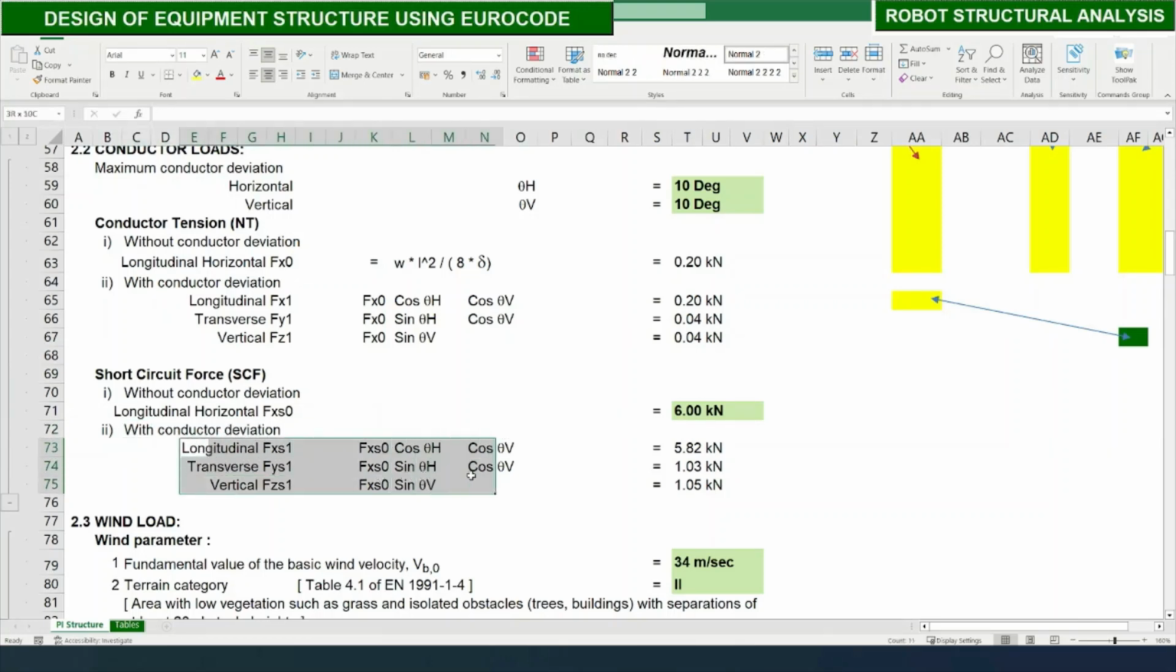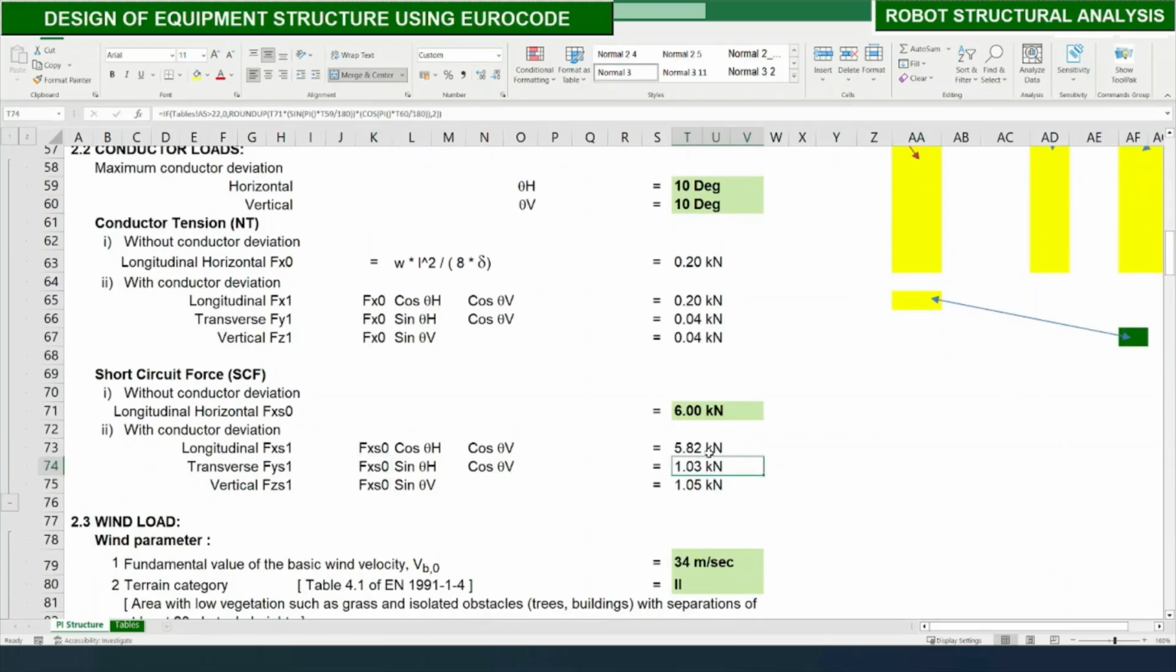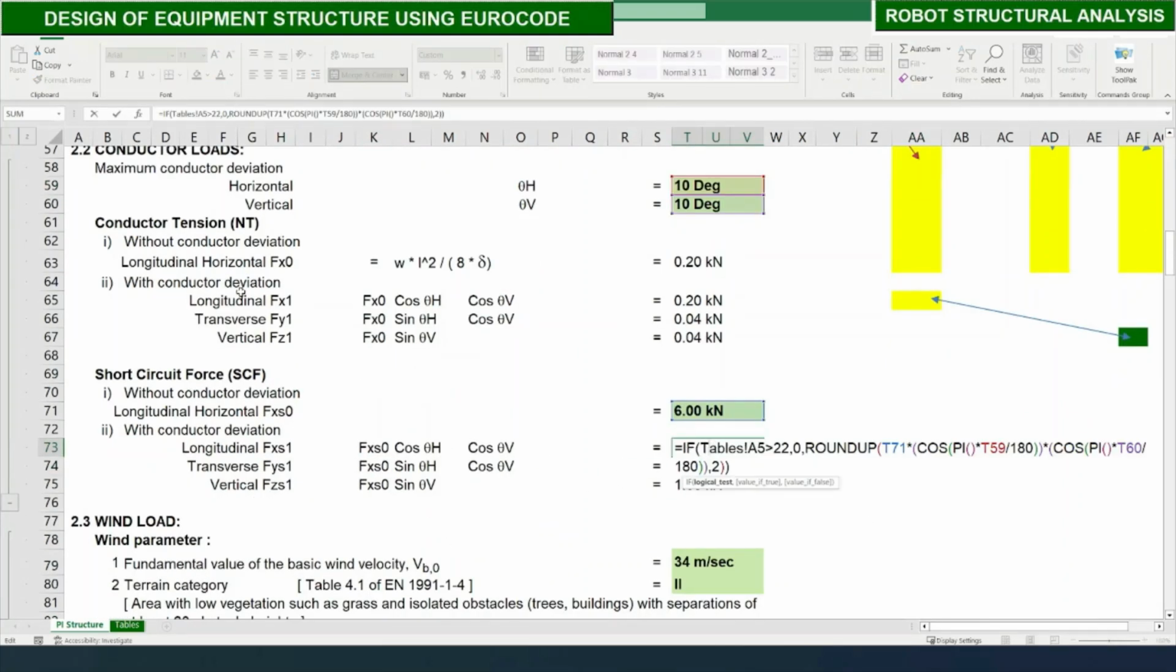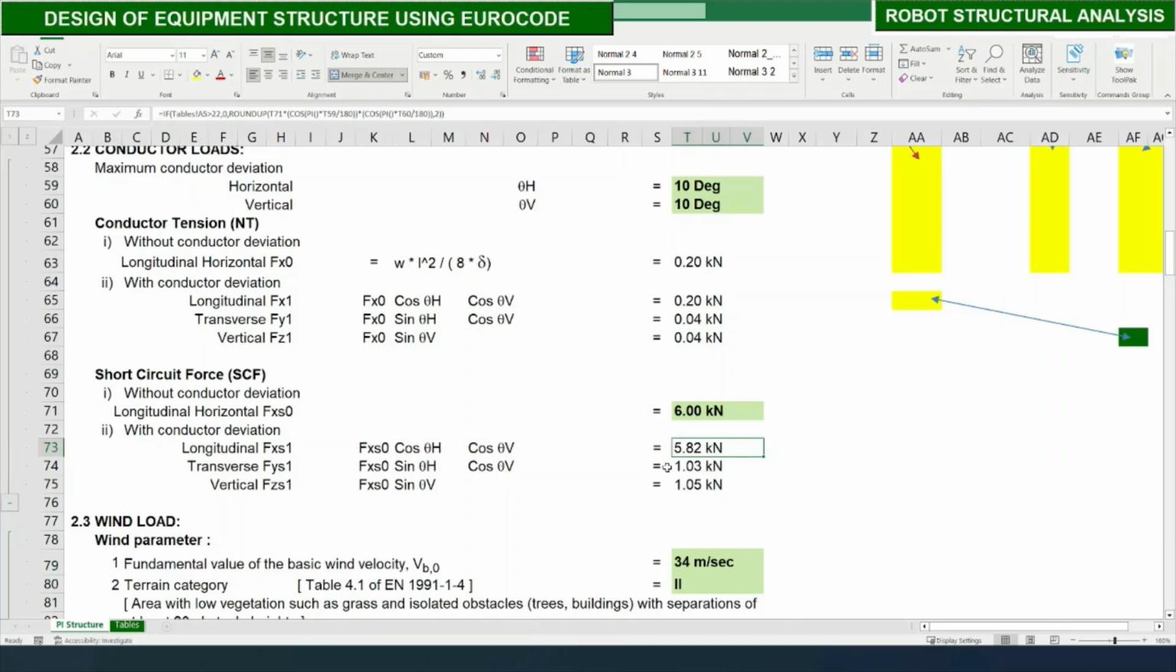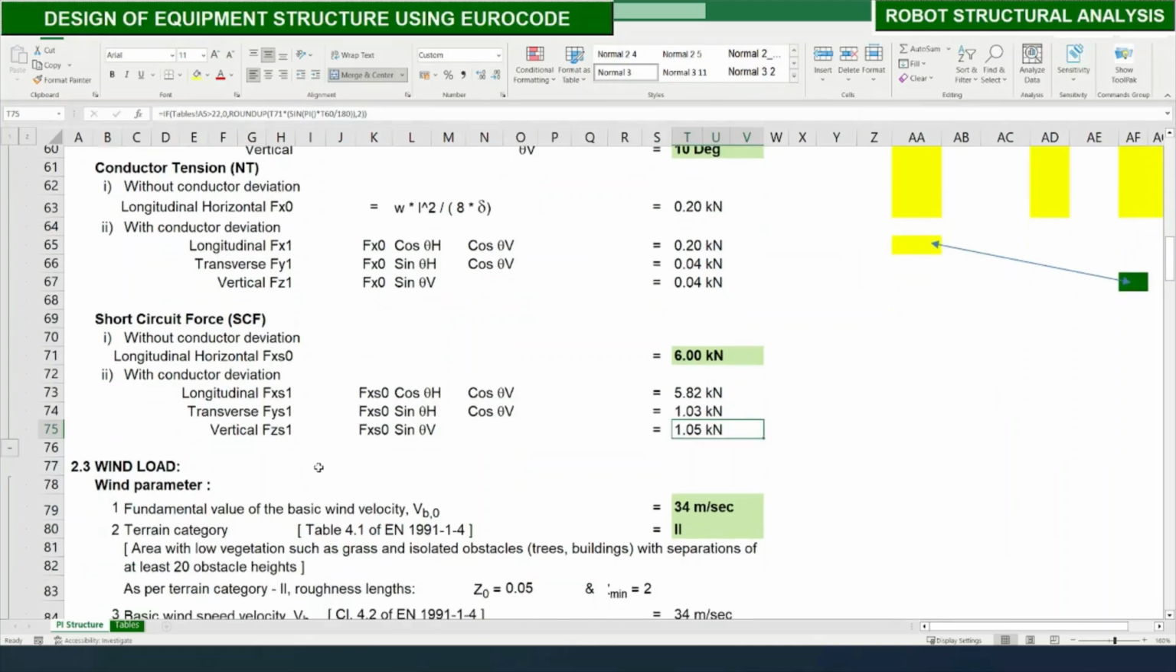Similar to this, for short circuit force also, we need to consider the longitudinal, transverse and vertical components in case of conductor with deviations, like in the right and left wing, left side face. So the approach is similar to the conductor tension calculation: cos theta h into cos theta v for longitudinal, cos theta v into sin theta h for transverse, and sin theta v to be multiplied with the SCF without deviation to calculate the vertical component in case of conductor deviation.